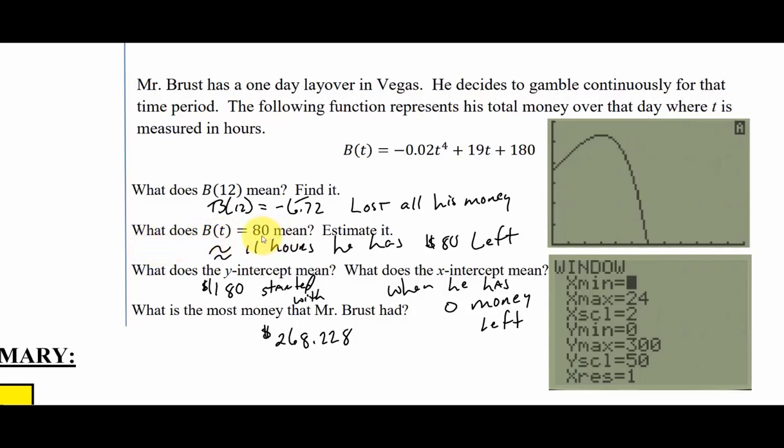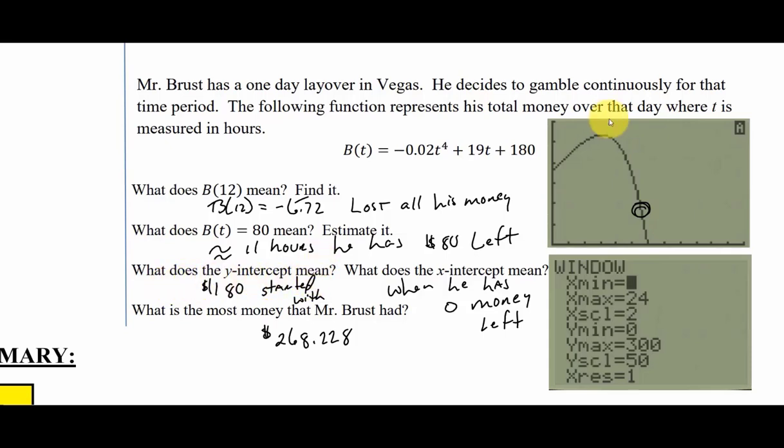What does B of T equals 80 mean? That means that somewhere, I think it was, let's see, it was 50, 100, somewhere in this area here is when he had $80, and that's right around 11 hours. It wasn't exactly 11, but it was approximated as 11, so that's kind of what I used there.